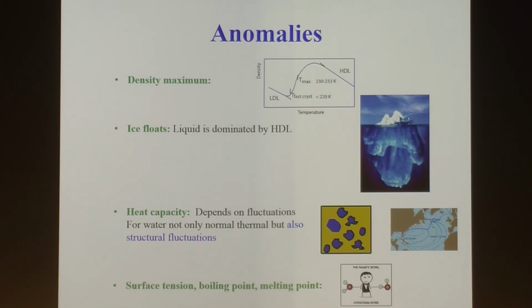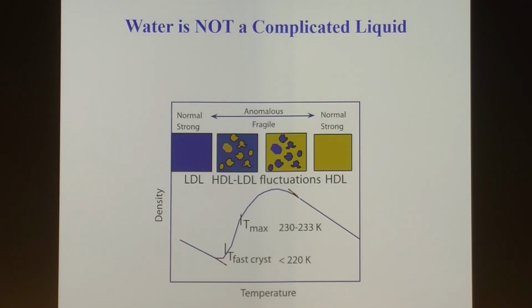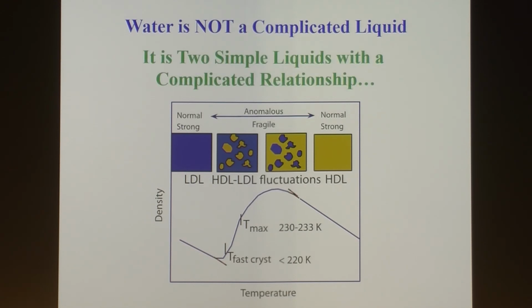The molecules at the surface will try to bind more down rather than to the air above. So, to summarize, water is not a complicated liquid. It's really two simple liquids, but with a complicated relationship.